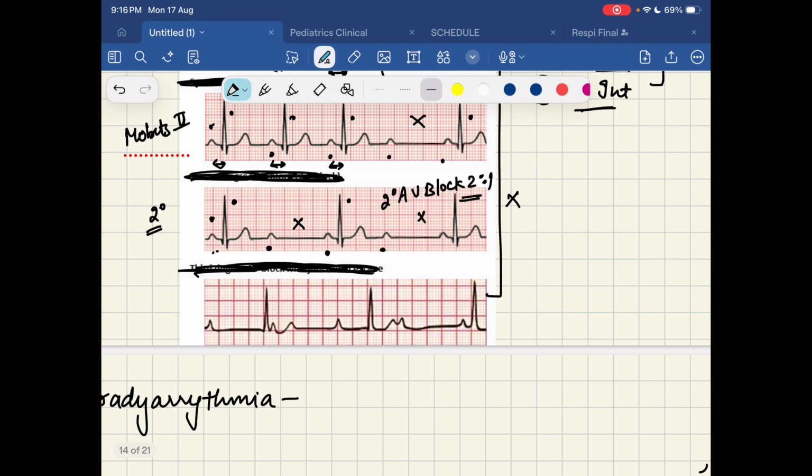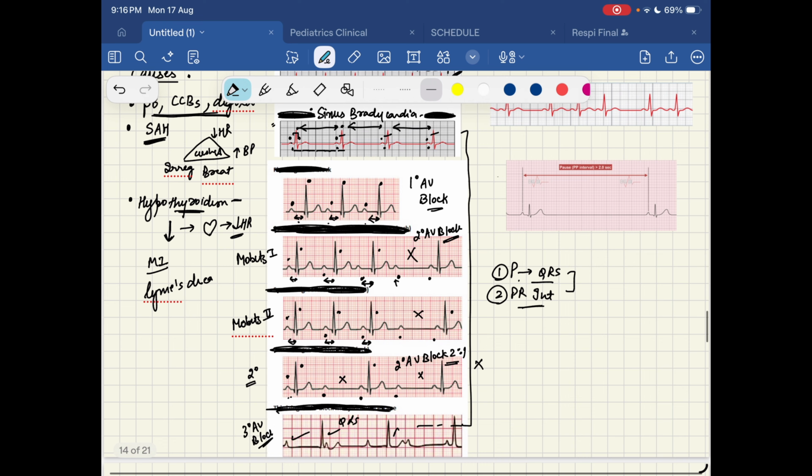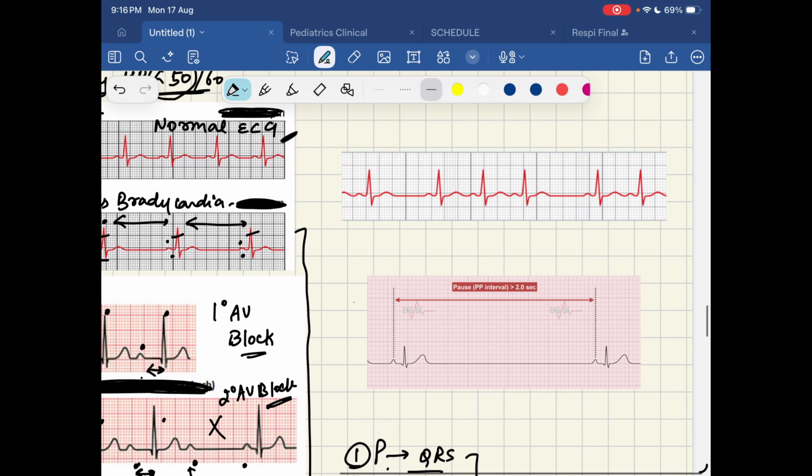And in this ECG, you can see that there is no relation between the P and the QRS. There is no relationship. So this is called the third degree AV block. So now we are well aware of the different types of ECGs that we can encounter. And let's just see this ECG as well.